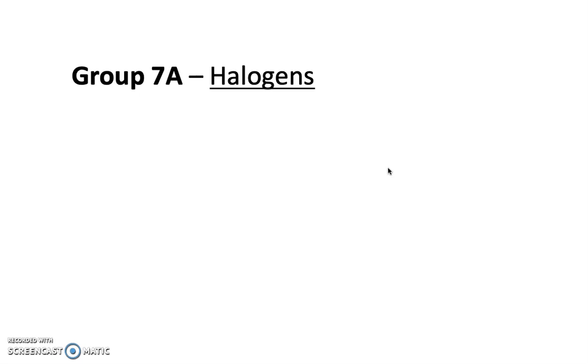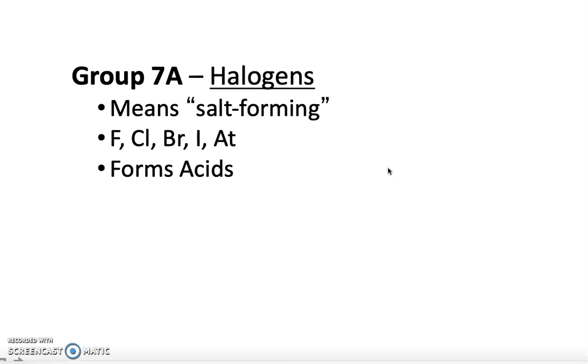Now, group 7A, halogens. Group 7A are called the halogens. It's my favorite group. It means salt forming. Salt forms a halo when it evaporates. Like if you leave salt water in a cup, the water evaporates. It's a halo of salt. And it includes these elements right here: F, Cl, Br, I, and At.